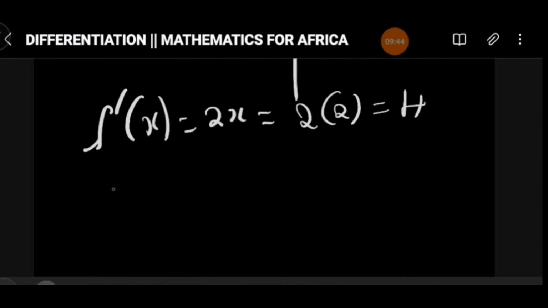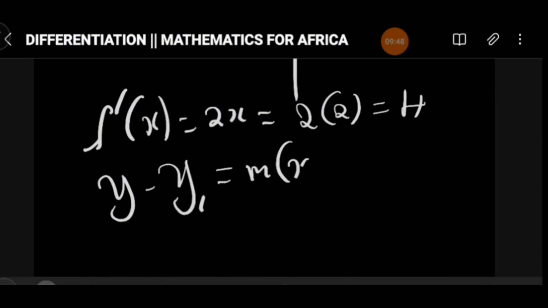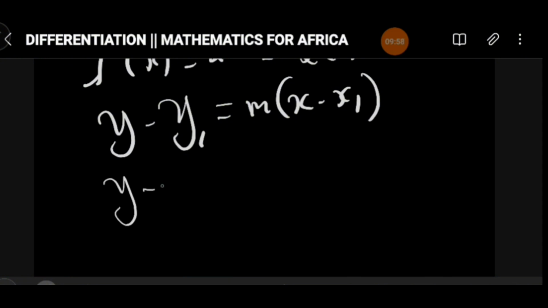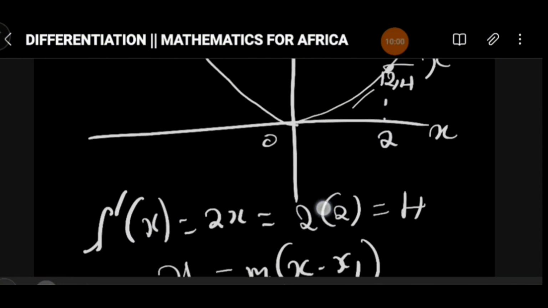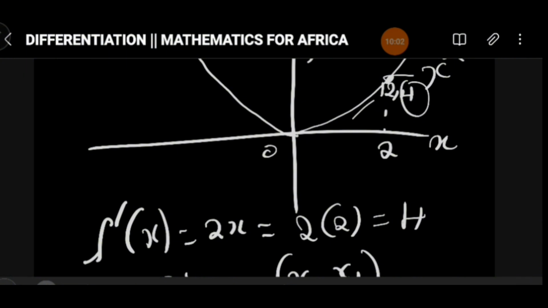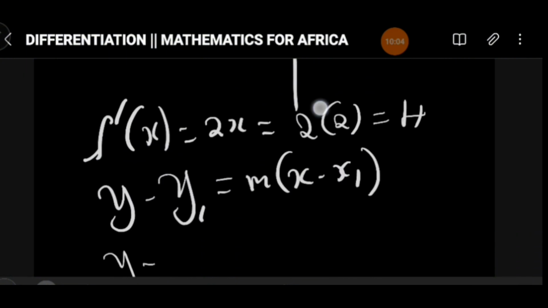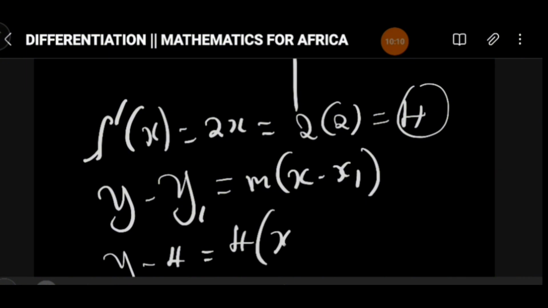And you know that the equation of a straight line is y minus y1 equals m times (x minus x1). This will be y minus our y1, or simply the point that we have here, 4. We have y minus 4 equals m, which is the slope, which will be 4, times (x minus our x1, which is simply 2).